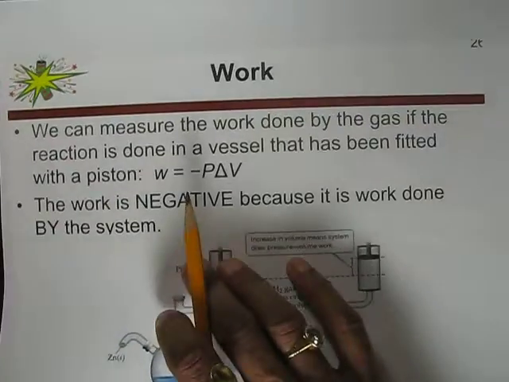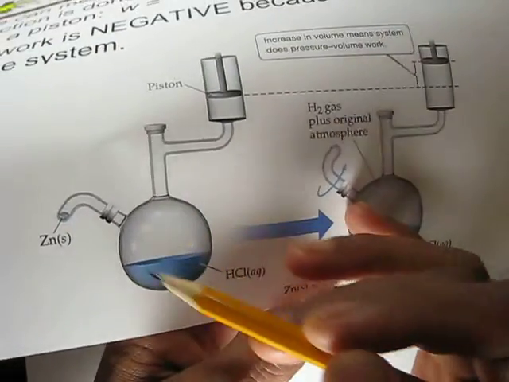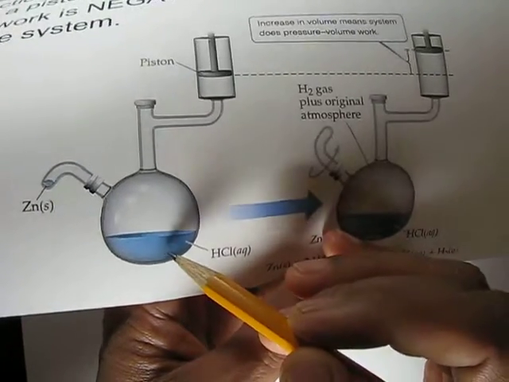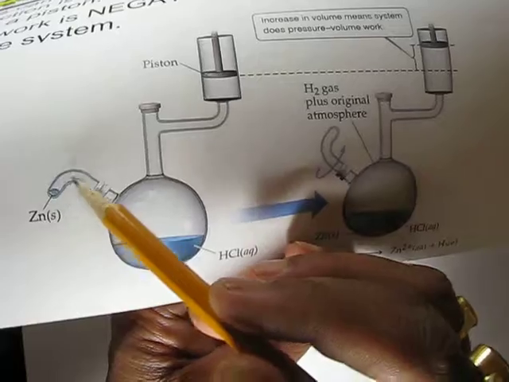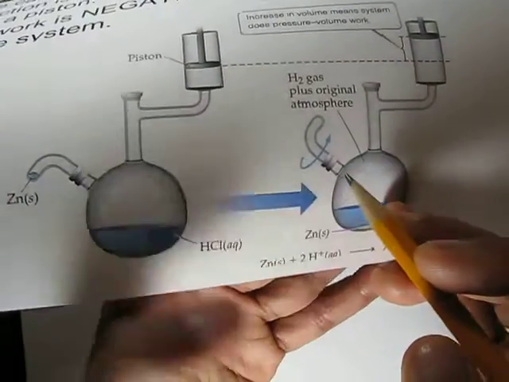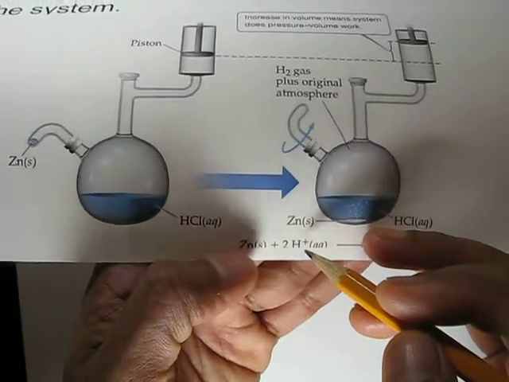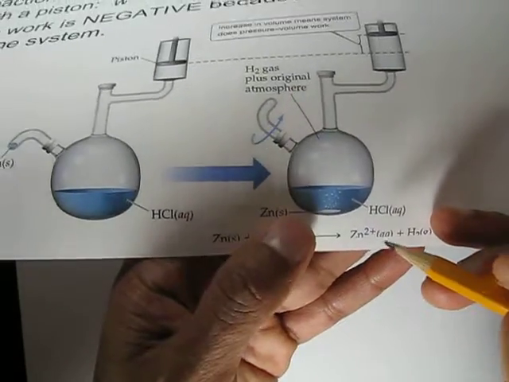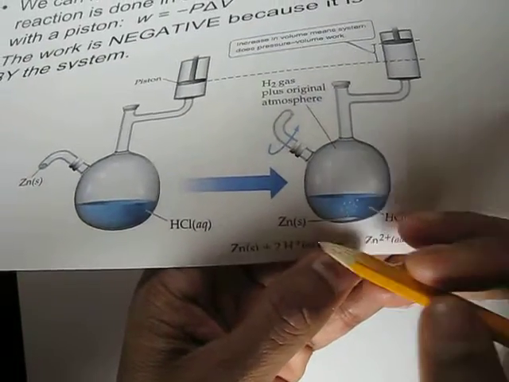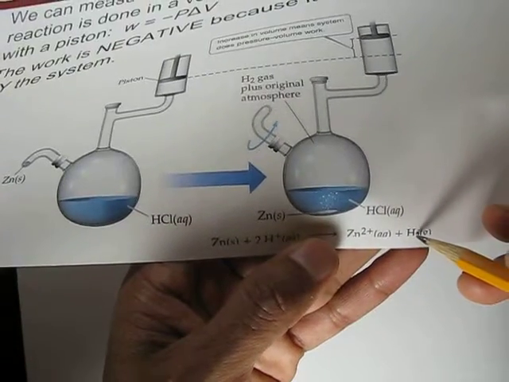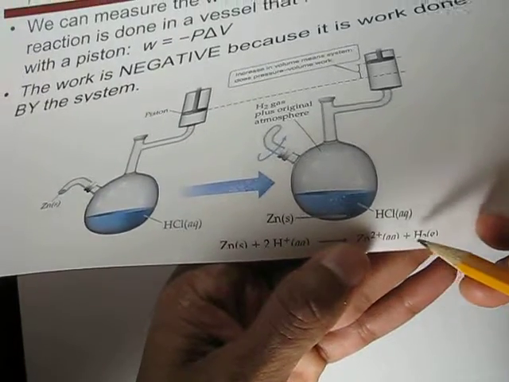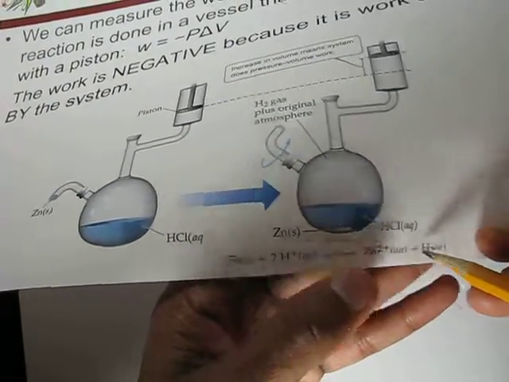So let's understand this figure, what is going on here. In this round-bottom flask we have HCl, hydrochloric acid, in water, and when we add solid zinc, zinc reacts with the protons, or H plus, of the acid, and it converts zinc into zinc ions, and the hydrogen protons gain electrons and become hydrogen gas.